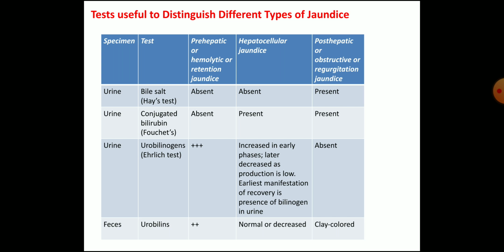Then for the lab diagnosis, you can make a column like this, write the blood, urine and feces findings separately, and so you'll get good marks.